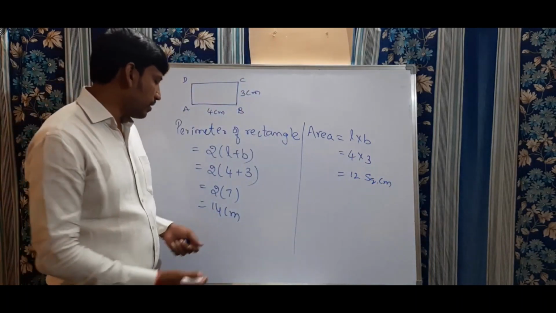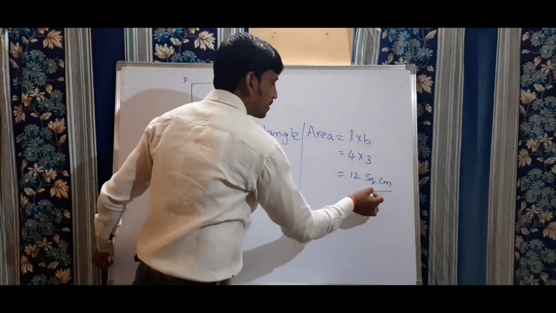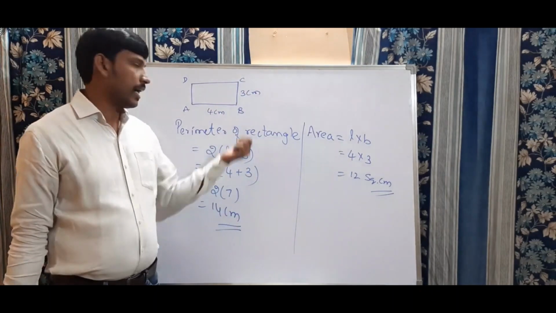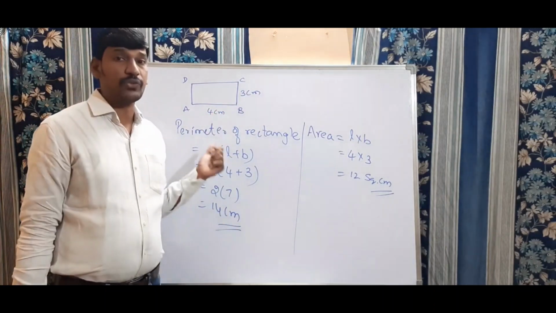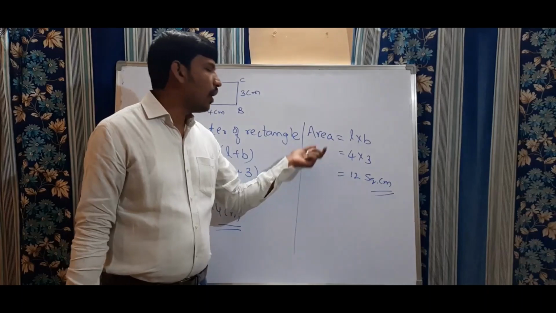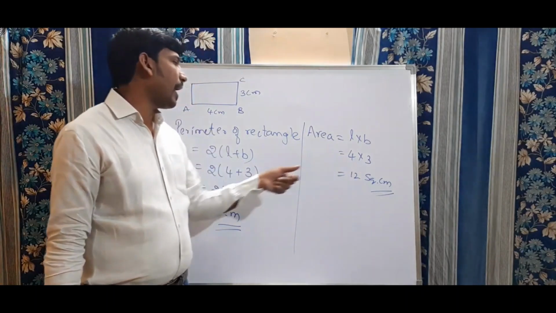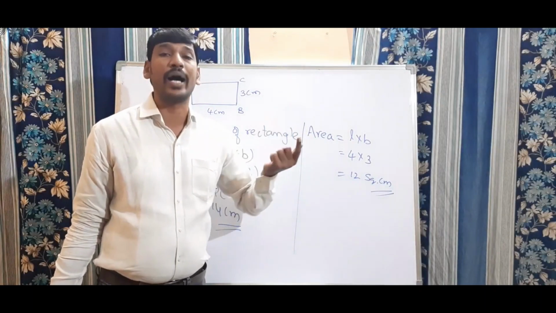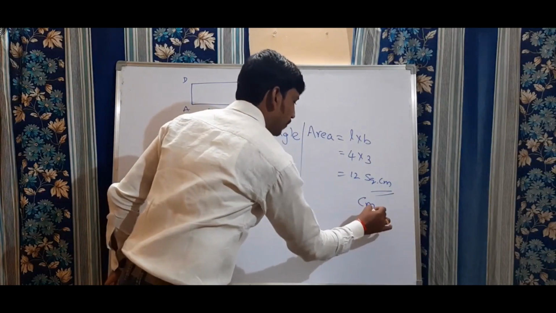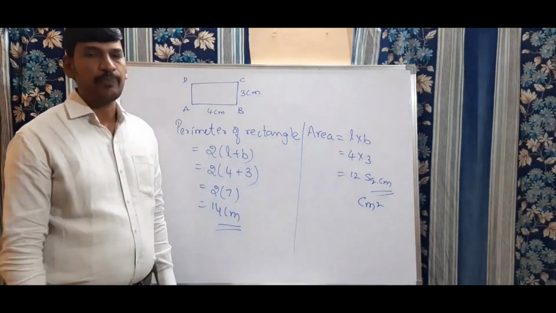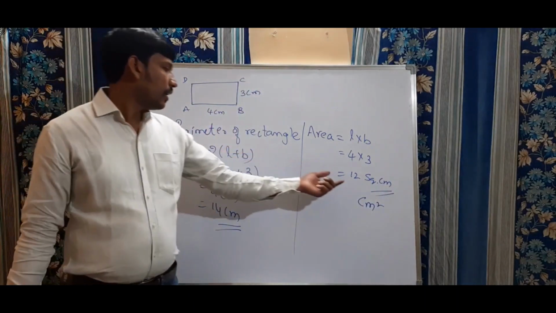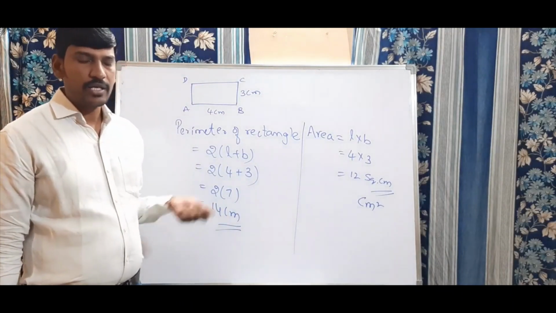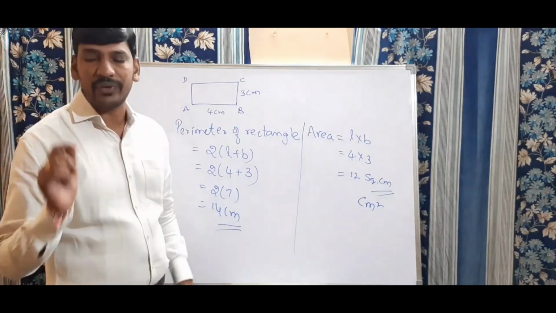Now see this, the units of perimeter and area are different. For perimeter, whatever the given units, you will get the same thing, whether centimeters or meters, because we are adding. Now coming to area, we are multiplying. So when we multiply, centimeter into centimeter is nothing but square centimeter or centimeter square also. Both are the same. Depending on the unit, the perimeter and area will change. Clear, my dears?